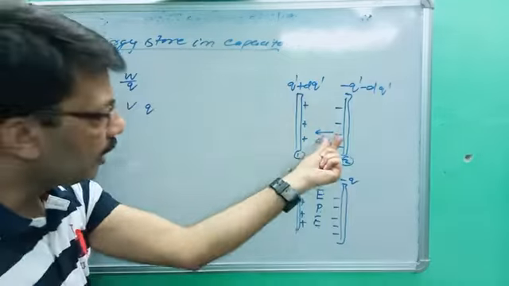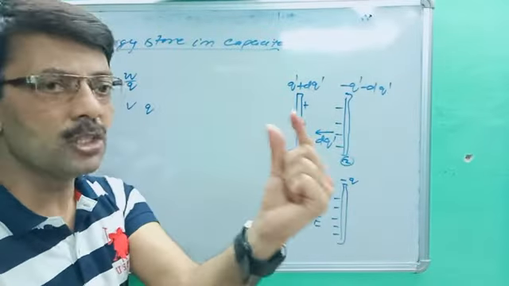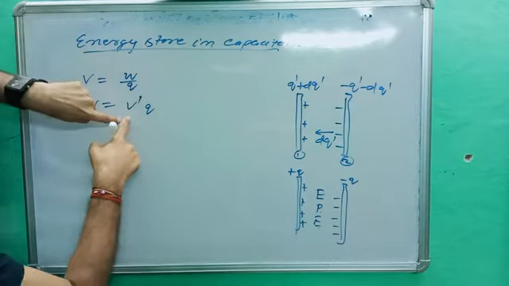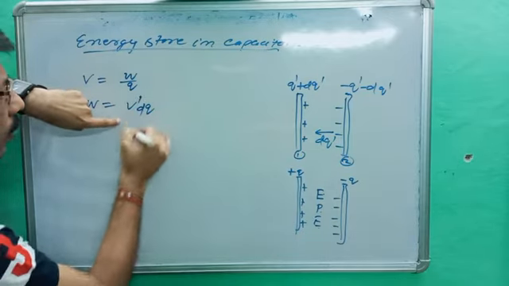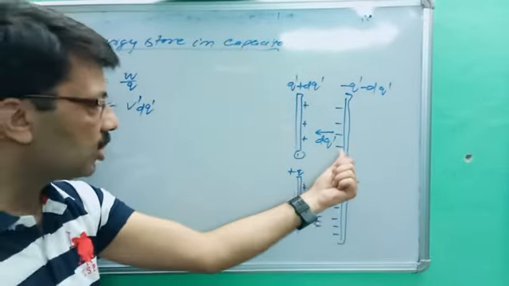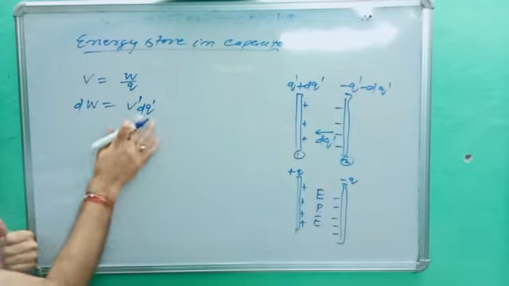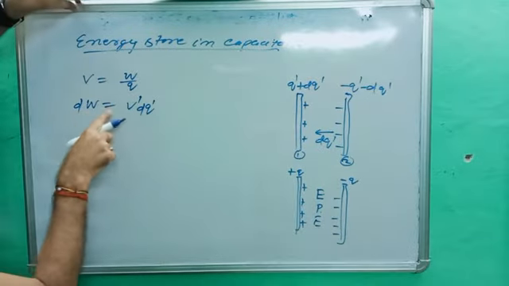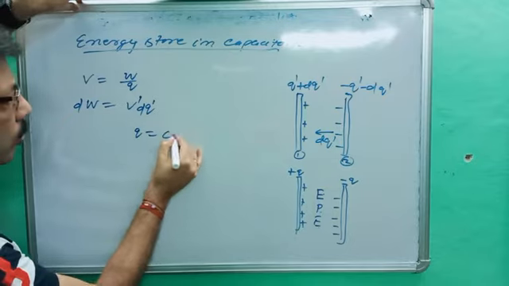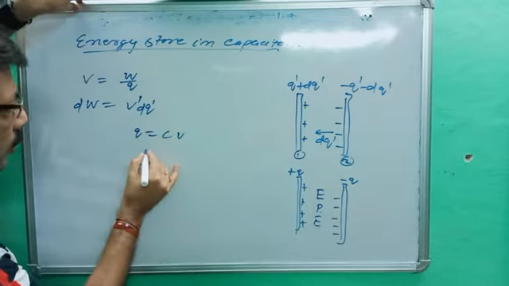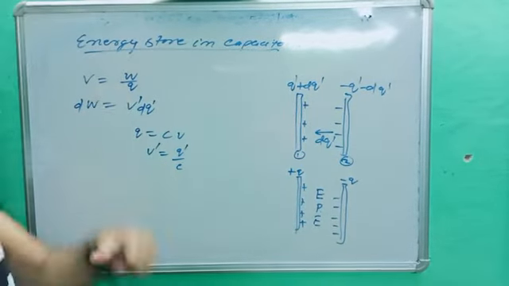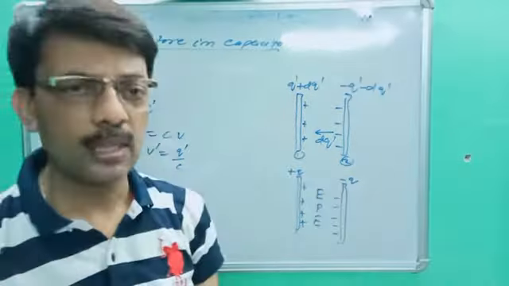So our work is bit by bit, which means smaller work. So dW is equal to V' dQ'. V' means variation in potential, and dQ' is the charge transferred from plate 2 to plate 1. So our formula is modified: dW is equal to V' into dQ'. What is the formula of V'? You know Q is equal to CV, so V is equal to Q upon C. So V' is equal to Q' upon C. C never changes. Capacitance never changes.